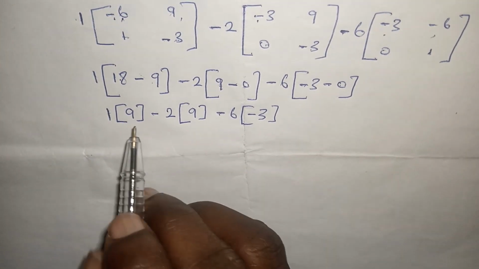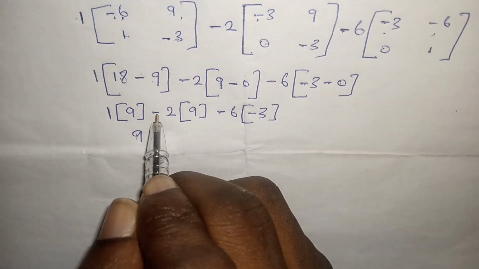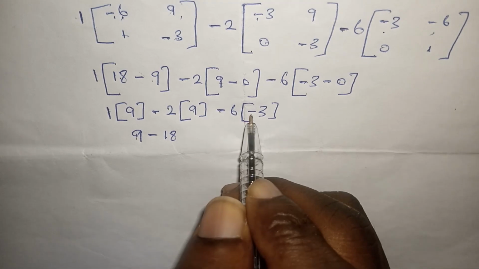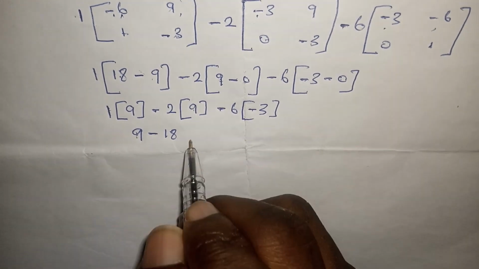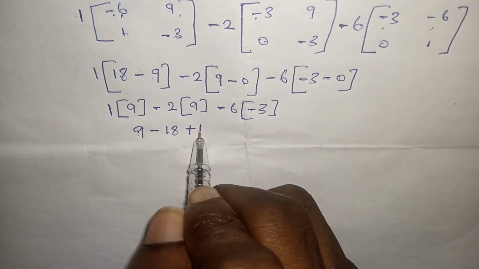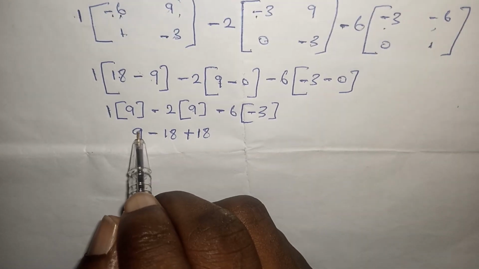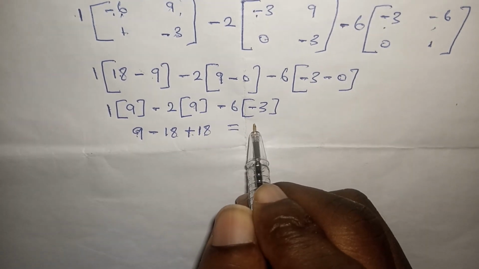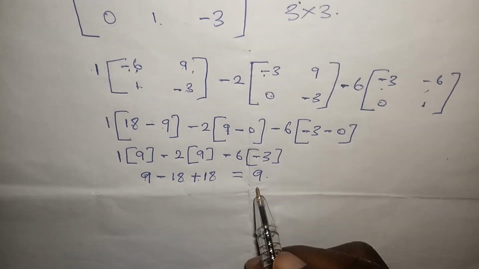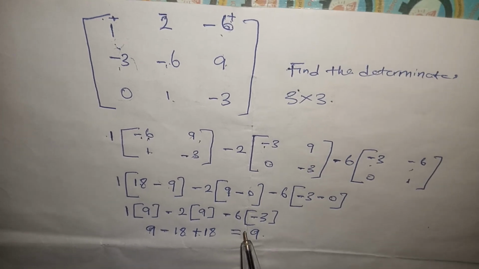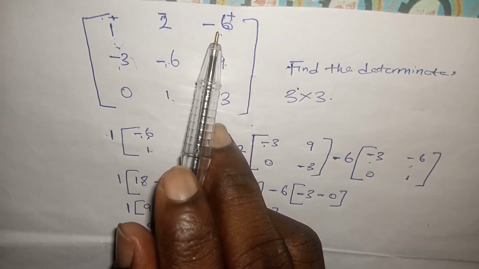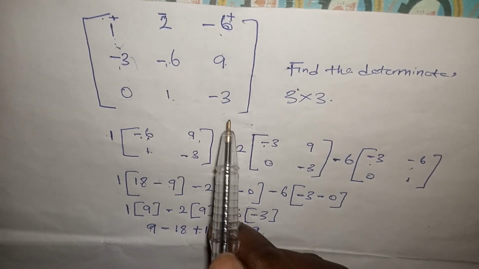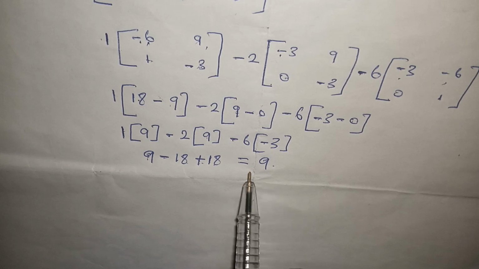So 1 times 9, we are left with 9, and negative 2 times 9, we are left with negative 18, and negative 6 times negative 3, we are left with positive 18. So we're having 9 minus 18 plus 18 equals 9. Therefore, the determinant of this matrix 1, 2, minus 6, minus 3, minus 6, 9, 0, 1, and minus 3 is equal to 9.